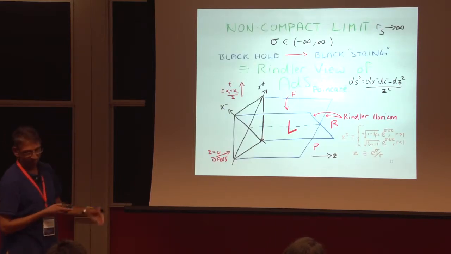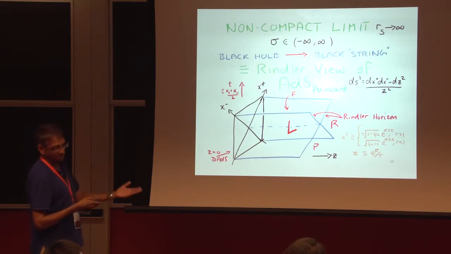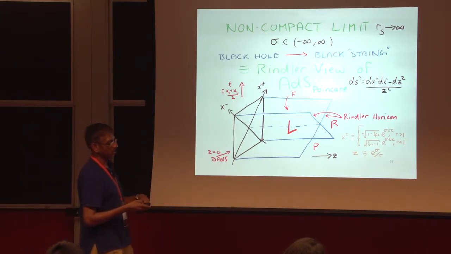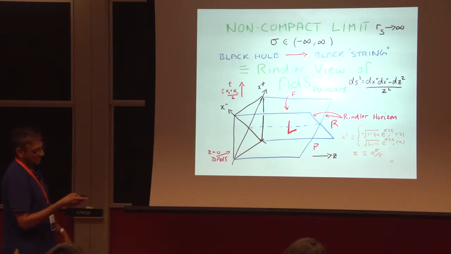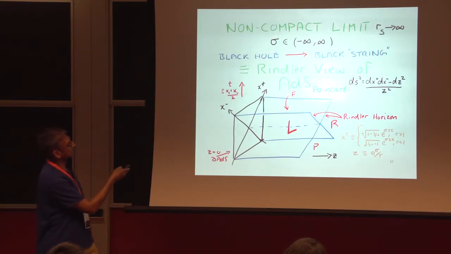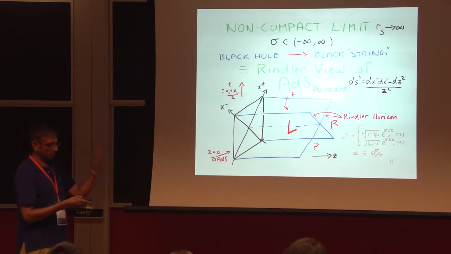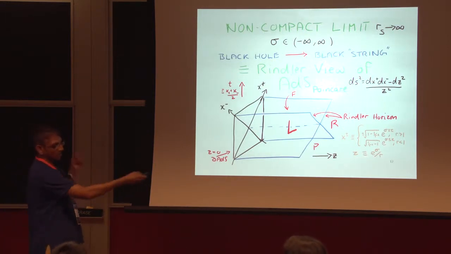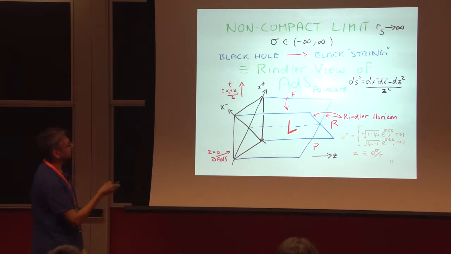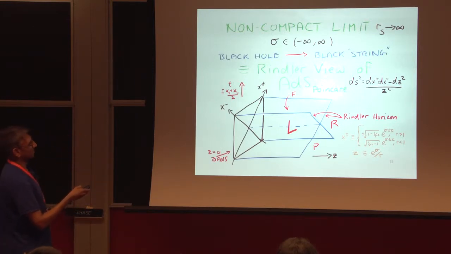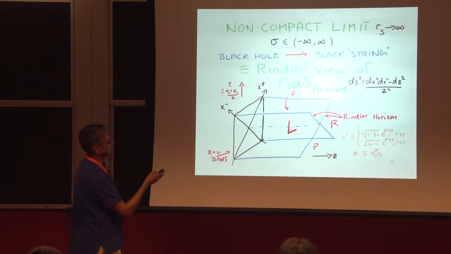To prove the claim, we start with the simplification of the story, where we're not doing the black hole, but we're taking the size of the Schwarzschild radius to infinity. In fact, the way we've scaled coordinates, that means that the periodic direction, sigma, the angular direction, unravels and becomes infinite. Instead of being a circle, it's now a line. And that takes the so-called black hole to the so-called black string solution. And the news there is simply that it is the Rindler view of AdS Poincare.